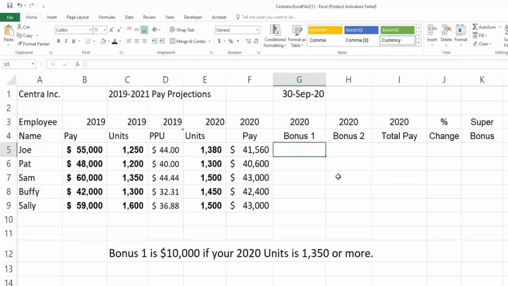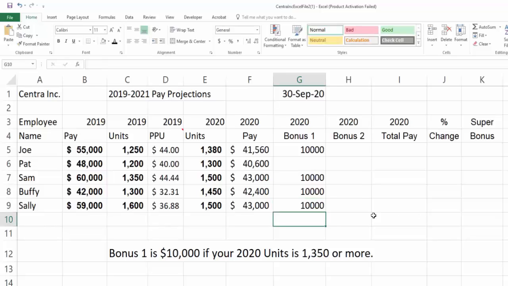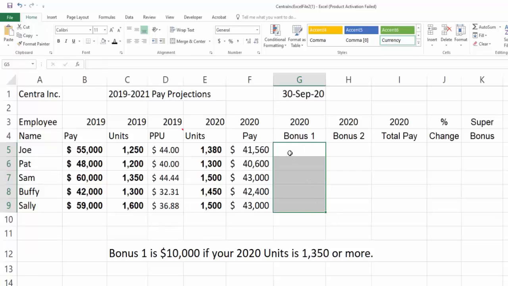Remember, we're just giving back the money, okay? So let's have a look. Let's look at Joe. Is Joe's units greater than or equal to 1350? Yes. So we put 10,000. Is Pat? No. Sam? Yes. Buffy? Yes. Sally? Yes. You see what I did? I simply looked at this number and asked, is it greater than or equal to 1350? Yes. Put 10,000. No, don't. Of course you're not going to do that, right?